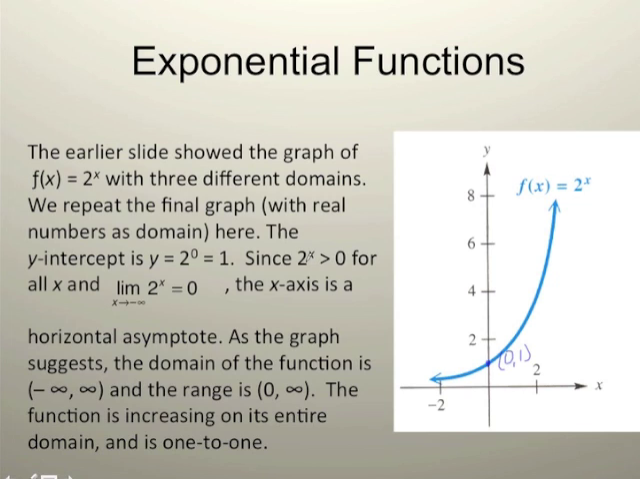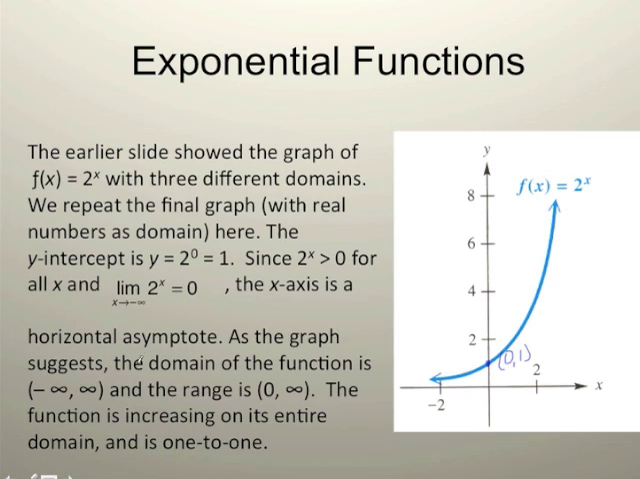Since 2 to the x is greater than 0 for all the x's, and as x goes to negative infinity this way, it actually gets closer and closer to 0. That's what this limit means. This stands for limit. The x-axis is a horizontal asymptote. It's a line that the graph never crosses.